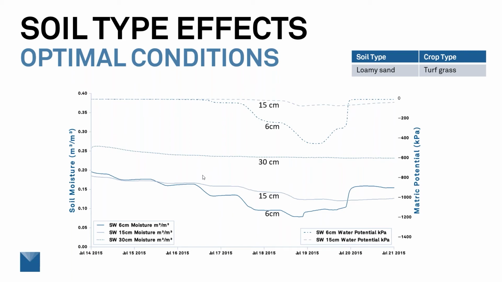And this happens day after day and gives us an idea of how much water the plants are taking up. At 15 centimeters, or right at the bottom of that root zone, we also see this daily drop, but it's not so pronounced because we're right on the edge of where the roots are taking up water.